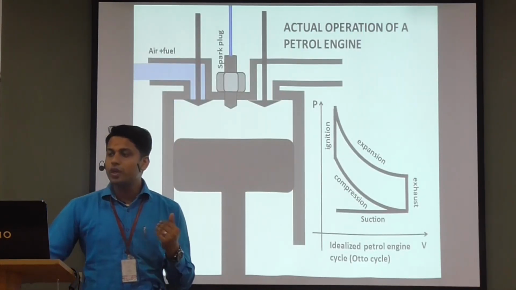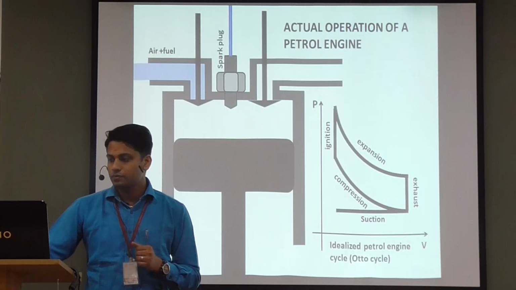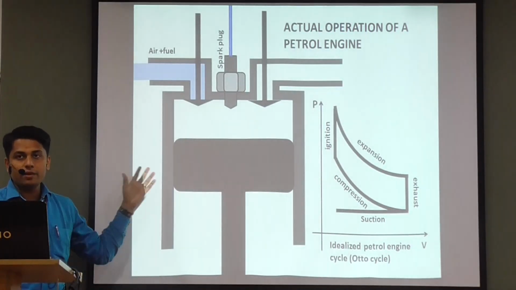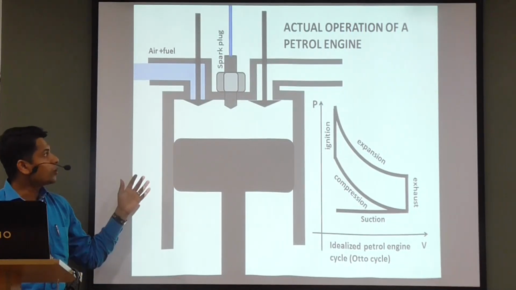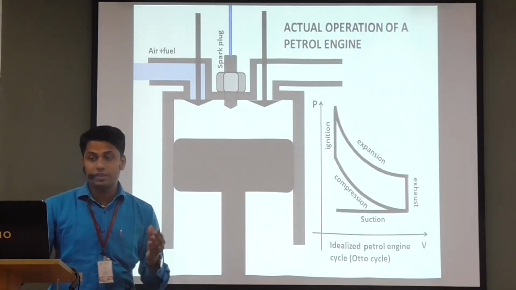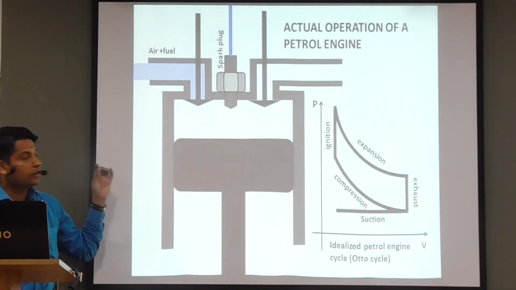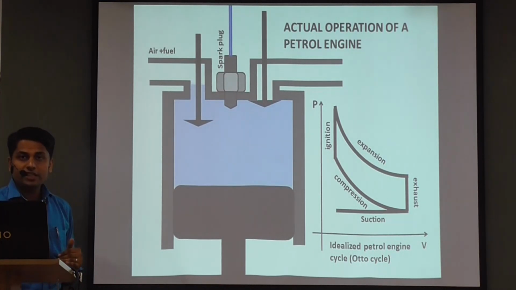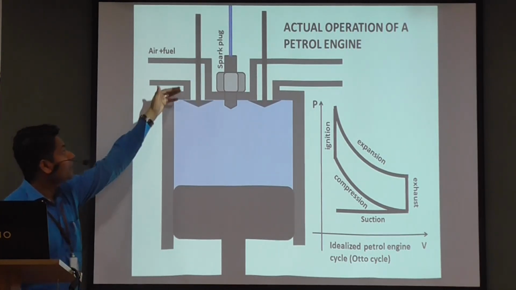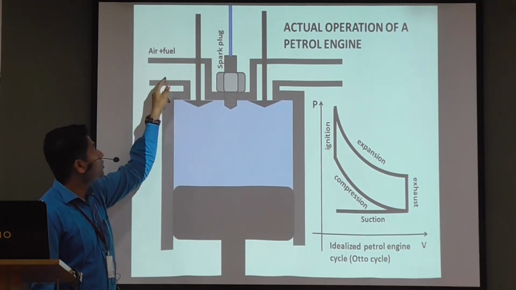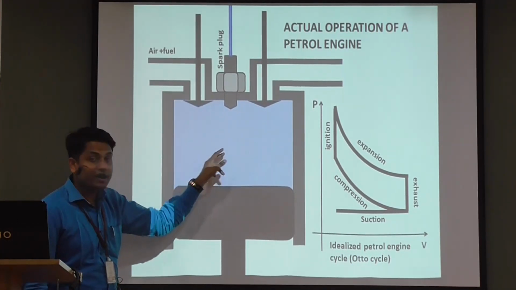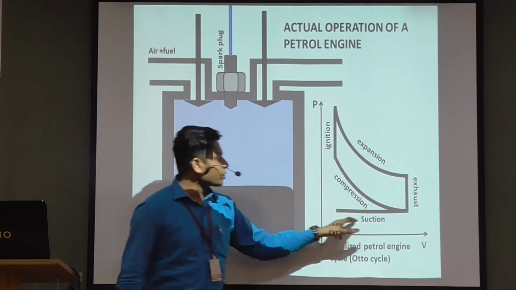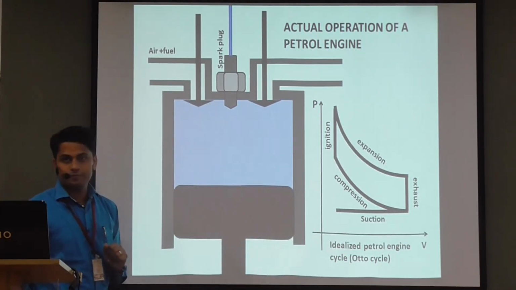Now coming to the actual operation of a petrol engine. From the schematic diagram and the animation which follows, you will be able to explain how a petrol engine works. The first stroke is the suction stroke. For a petrol engine, during the suction stroke, the inlet valve opens and through that the air-fuel mixture enters the combustion chamber. It is represented by this horizontal line in this PV diagram.